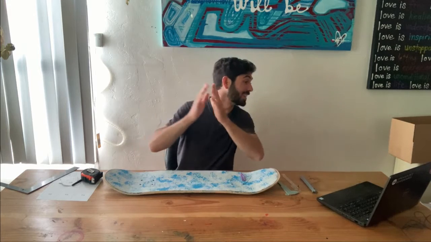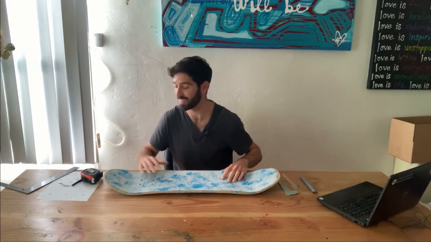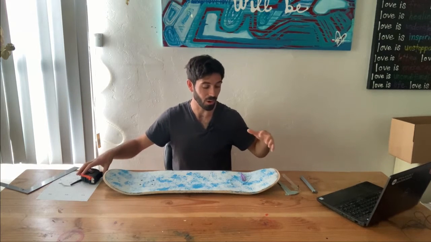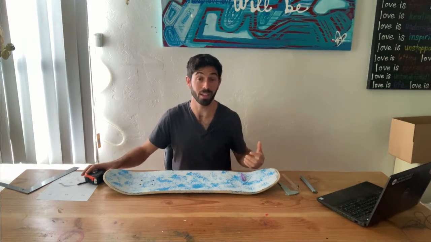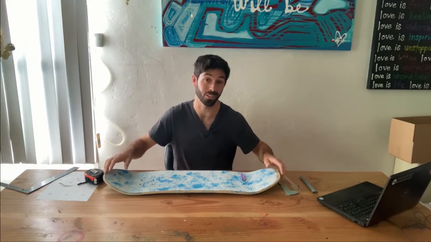That was wheelbase. Next, we've got nose length and tail length. These are measured the same exact way. The only difference is whether you're measuring at the nose, or the front of your board, or the tail of your board.